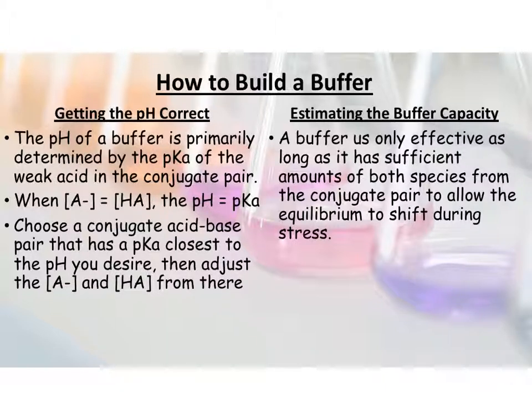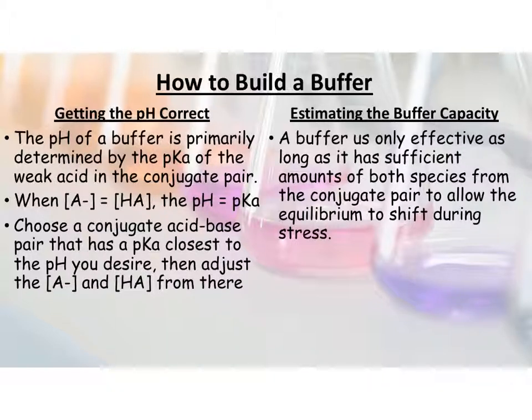All right, so there's two things you need to keep in mind when you build a buffer. Number one, you've got to get the pH correct. The pH of the buffer is primarily determined by the pKa of the weak acid and the conjugate pair. We know that when the acid and the conjugate base are equivalent, the pH is equal to the pKa. So we want to choose a conjugate acid-base pair that has a pKa close to the pH we desire. We can adjust the concentrations or the ratios of our acid and our conjugate base from there to tweak the pH a little bit. But you can't really tweak it more than about 1 pH unit from the pKa.